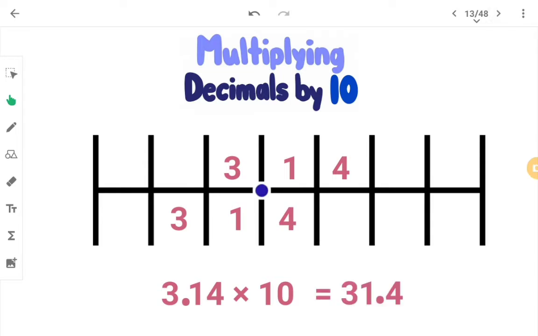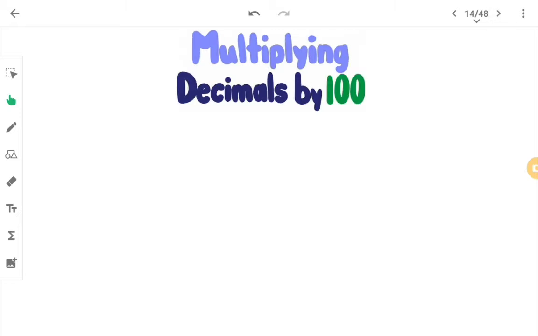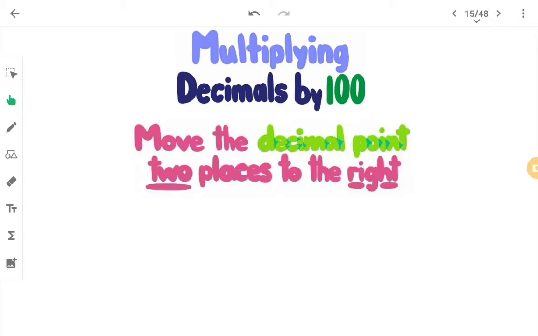Next, we will see multiplication by 100. The same way we did for the multiplication with 10, here also we are going to do, but you have to be careful. Here how many zeros are there? 2 zeros are there. So we are going to move the decimal point 2 places to the right. Okay, don't forget it. Yes, I will show you one example.